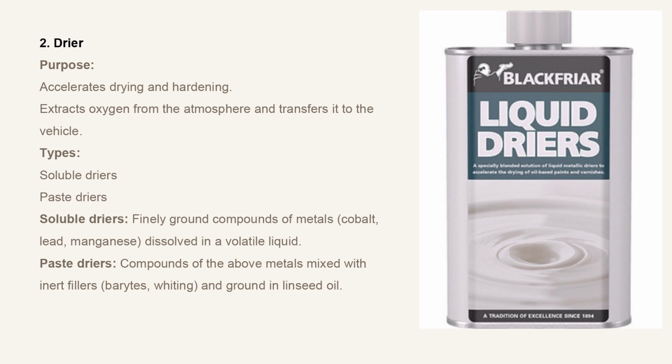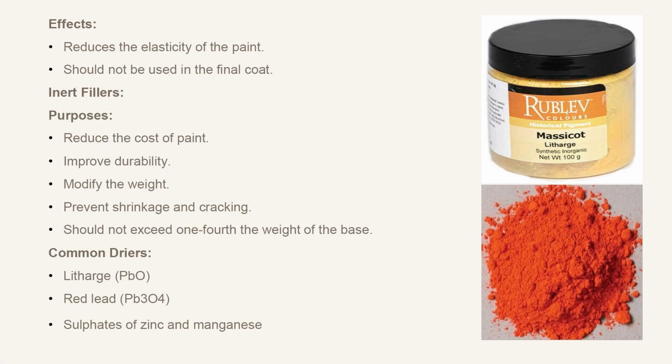These consist of metal compounds mixed with inert fillers like barytes and whiting, all ground up in linseed oil. The inert fillers serve several purposes. First, they reduce the overall cost of the paint, improve durability, modify the weight of the paint and prevent shrinkage and cracking. However, it is important to note that these fillers are sometimes seen as additives and their weight shouldn't exceed 1/4 of the weight of the paint base. I repeat, their weight shouldn't exceed 1/4 of the weight of the paint base.